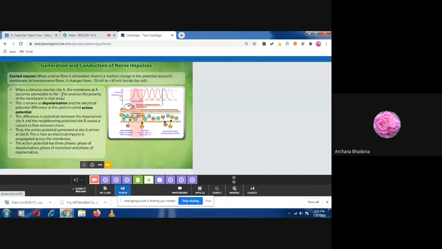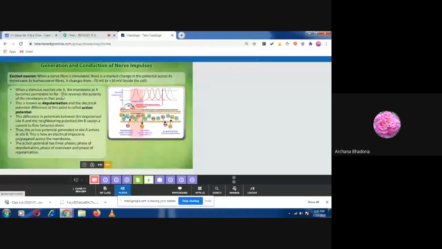Now what will happen as the stimulus reaches that site? In that part of the membrane, the permeability will alter. And how will it alter? The permeability to sodium ions will increase. Sodium will start to move from outside to inside. Are you getting it, everyone? Yes or no? Speak up. Yes, ma'am.